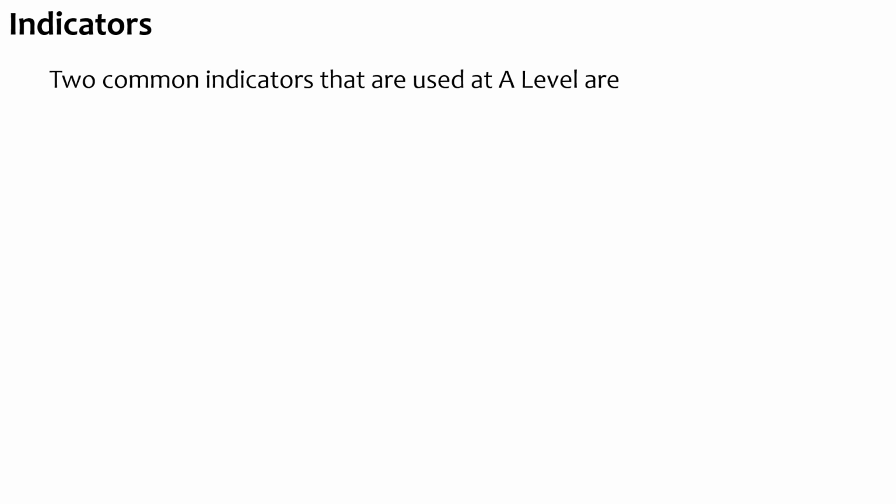Now, two common indicators that are used at A-level are methyl orange, that I've already talked about, and phenolphthalein. Very strange spelling there. PHTH, that is not me making a mistake, that is how it's spelt. These two indicators can be used for most A-level titrations.